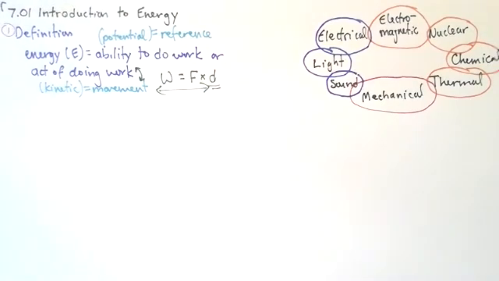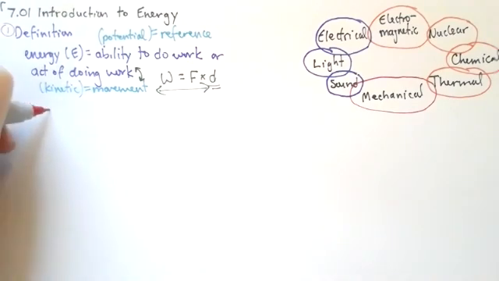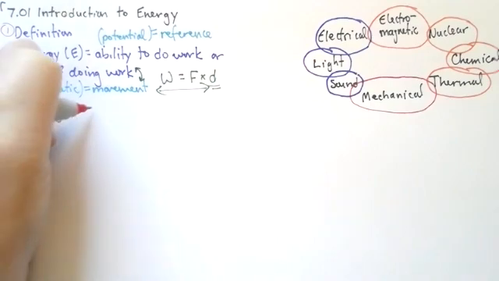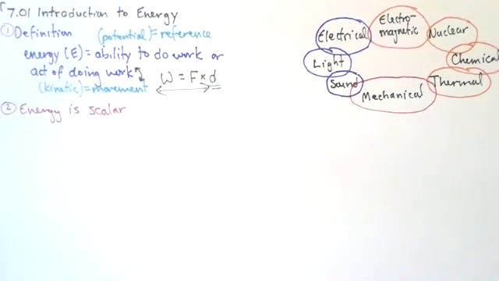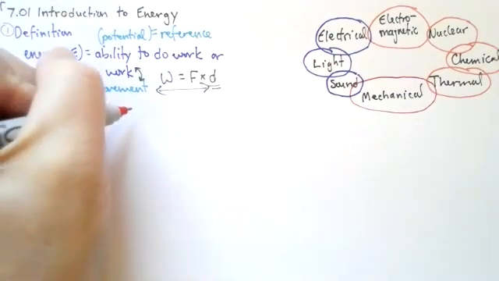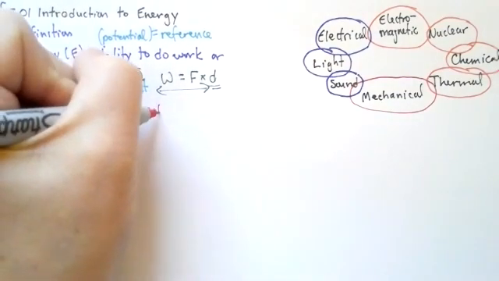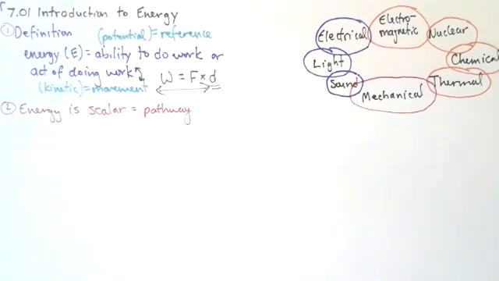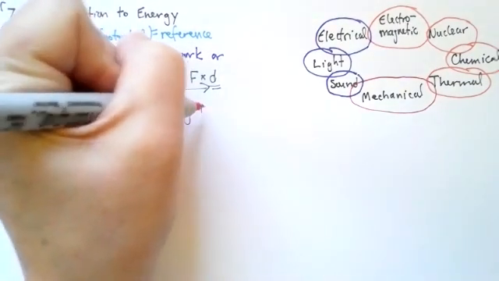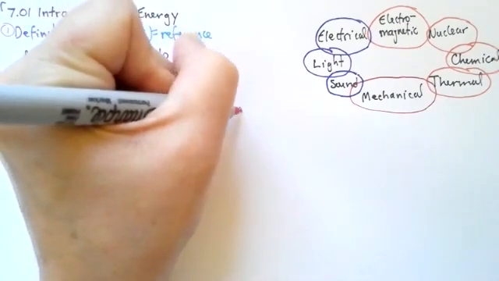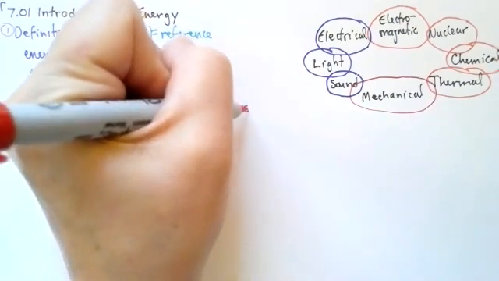So number 1 was our definition. Number 2, energy is scalar. This has a value. There is no direction to it. This also means that we look at the start point and the end point only. We don't care about the path in the middle. The pathway is inconsequential.